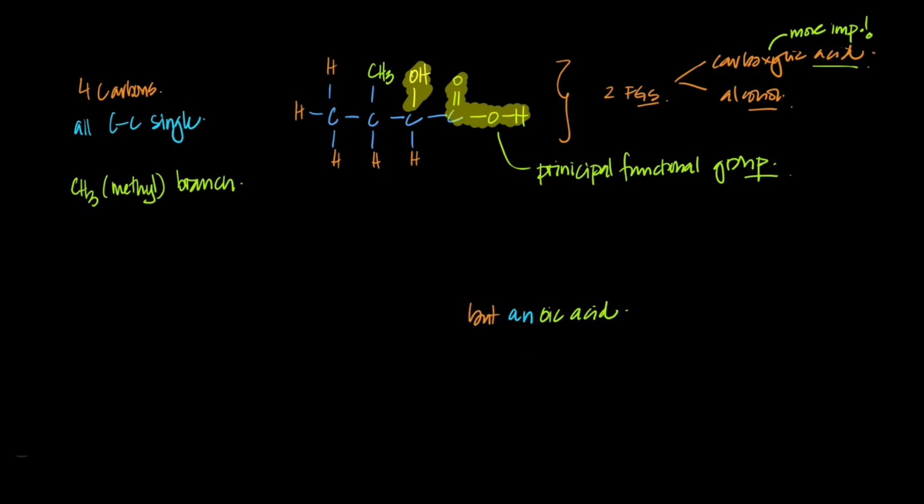This is all, by the way, one word. There is no space. You might not be able to use this in Scrabble. You might be able to. But butanoic is one word. It has 3 different parts of information. The oic acid is the principal functional group.